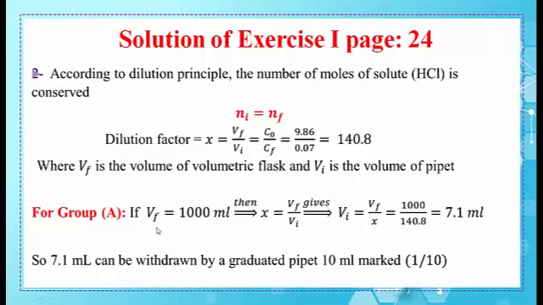For group A, V final is equal to 1000 milliliters, and X is equal to V final over V initial, so V initial is equal to V final over X. V final, which is the volume of the flask, 1000 milliliters, over X, which is the dilution factor, 140.8, equals 7.1 milliliters. But can we take this 7.1 milliliters using a 10 milliliter graduated pipette, which is marked 1/10? Of course we can. So 7.1 milliliters can be withdrawn by a graduated pipette of 10 milliliters marked 1/10. So we can use group A.